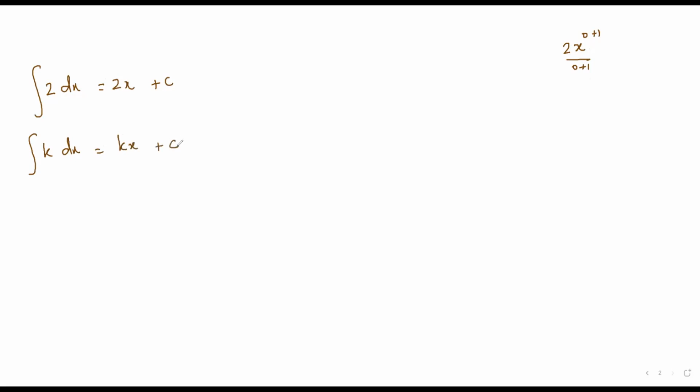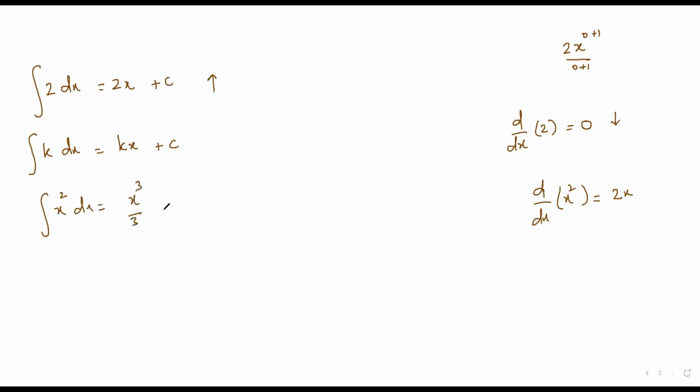Guys, if you recall your differentiation, when you have to differentiate a constant, for example this 2, it resulted into a 0. But here this is becoming kx. So in a way, your expression goes one power up when you are integrating, and it goes one power down when you differentiate. For example, the derivative of x square was 2x, and now when you integrate this x square, this will be x cube over 3 plus c. So this is going one step up.